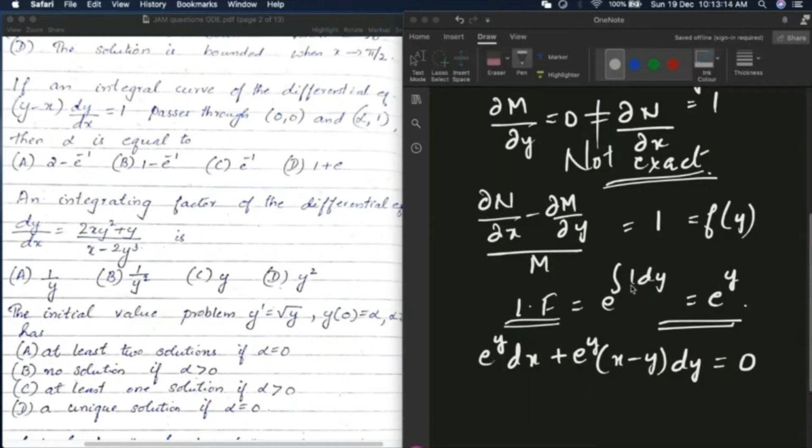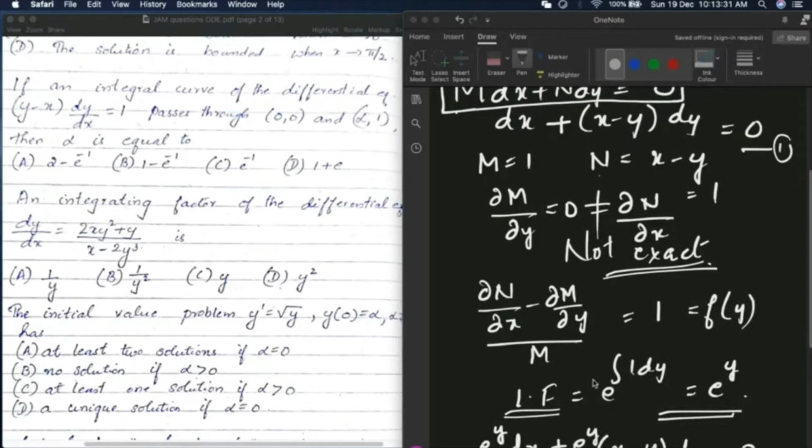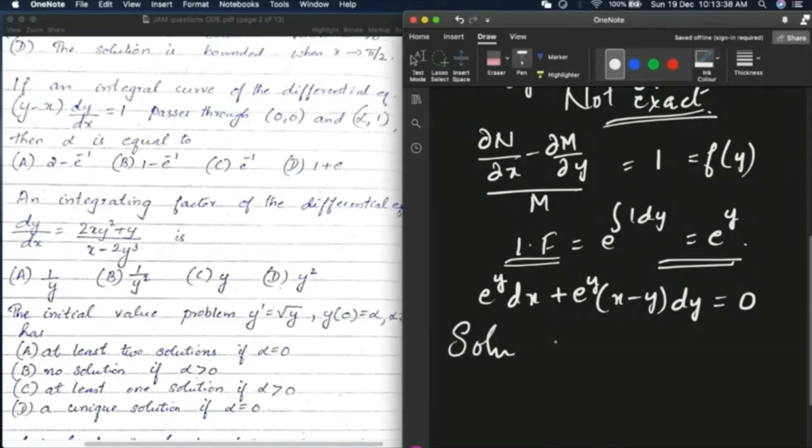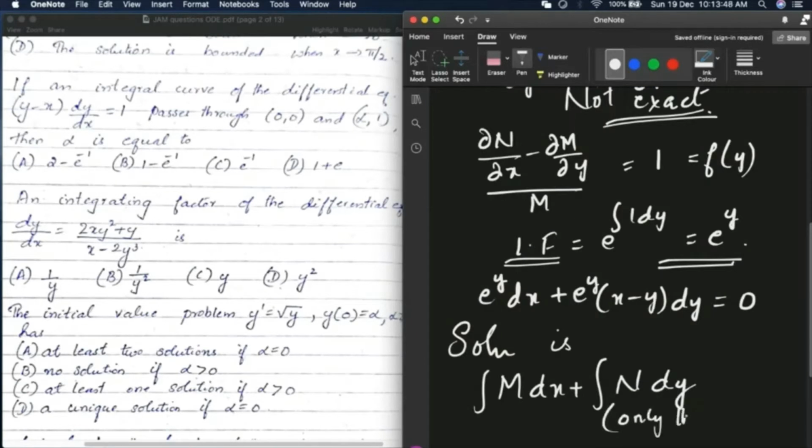So here I have found that dou N by dou x minus dou M by dou y, divided by M, is a constant. So you can consider it as a function of y. And so e raised to integral f(y) dy, that is e raised to integral 1 dy, is the integrating factor. Integrating factor means you have to multiply that equation with this factor, so it becomes exact. So you know the solution, just for this problem I'm writing the solution of an exact differential equation. Solution is given as integral M dx plus integral N dy. In that you have to consider only the terms free of x.